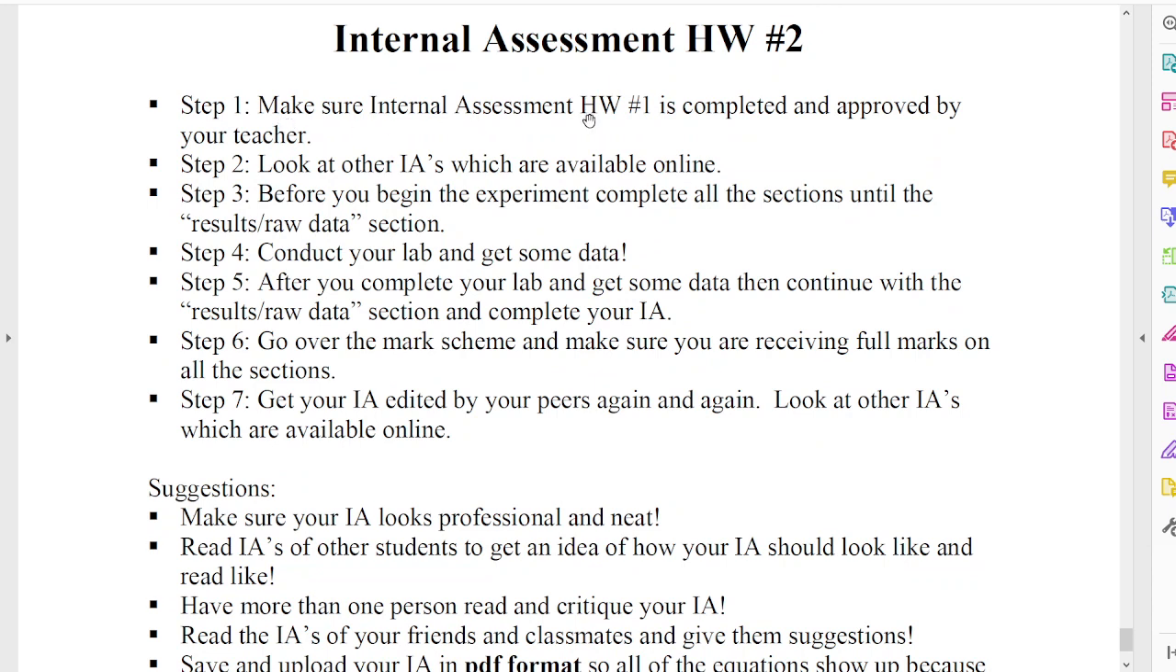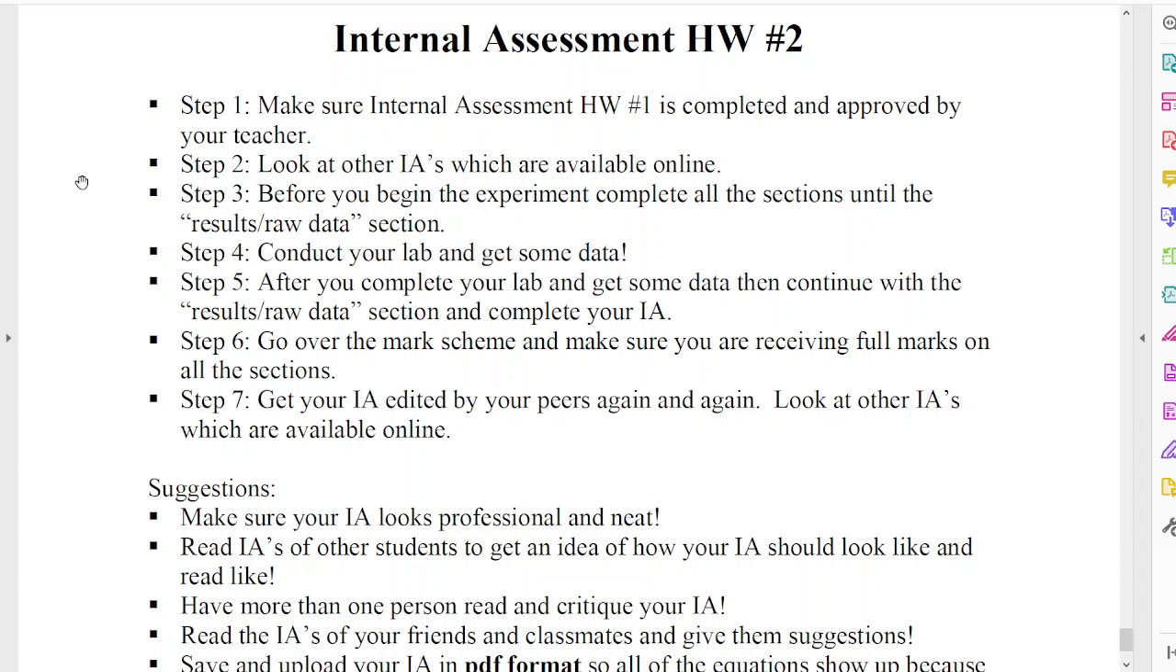Step 1, make sure IA homework 1 is completed and approved by your teacher. Step 2, look at other IAs which are available online. Download as many as possible. Step 3, before you begin the experiment, complete all the sections until the results/raw data section. You'll see what I mean coming up, hopefully. Step 4, conduct your lab and get some data. Step 5, after you complete your lab and get some data, then continue with the results/raw data section and complete your IA.